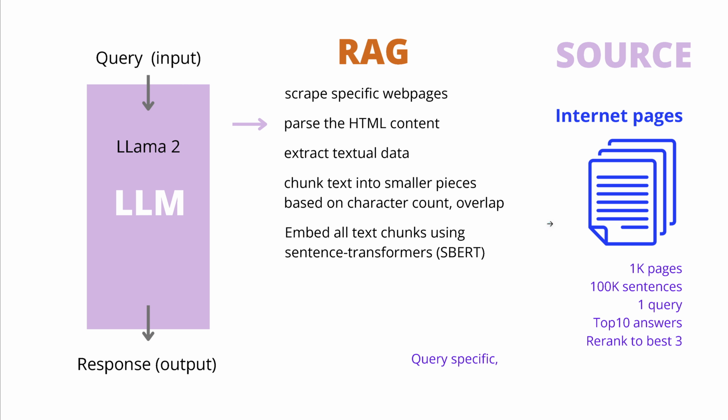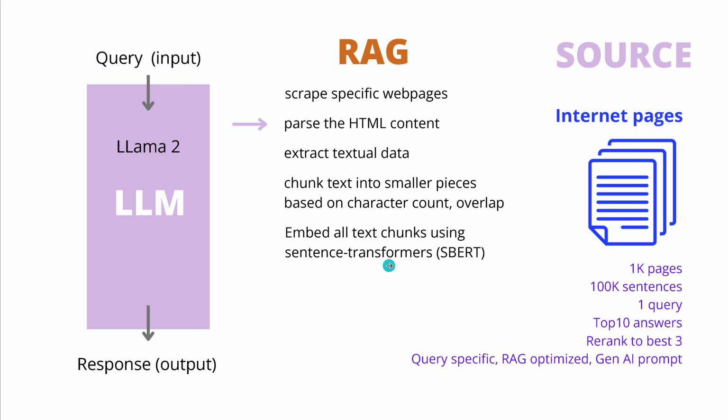Just to give you an idea, let's say we borrow the content from 1,000 internet pages. We have about 100,000 sentences. I only have one input query, so we have to find the answer to my query in those 100,000 sentences. We use cosine similarity in a vector space to get the top 10 answers. And within those top 10 answers, we will re-rank them and narrow down to the best 3 answers.